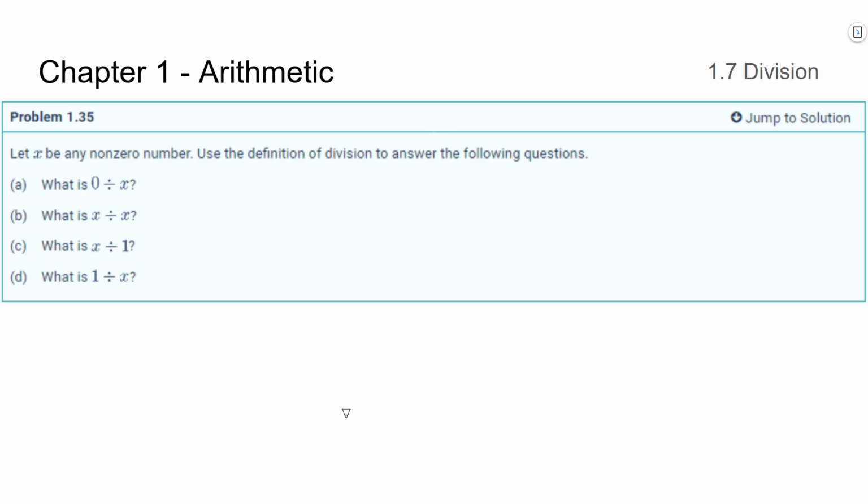All right, so for this next one here, let x be any non-zero number. Use the definition of division to answer the following questions. Like we did for subtraction, let's do the same thing for this and convert these to multiplication. Go ahead, pause the video here and give this a shot and see if you can convert these to multiplication and find out what the answer is for these.